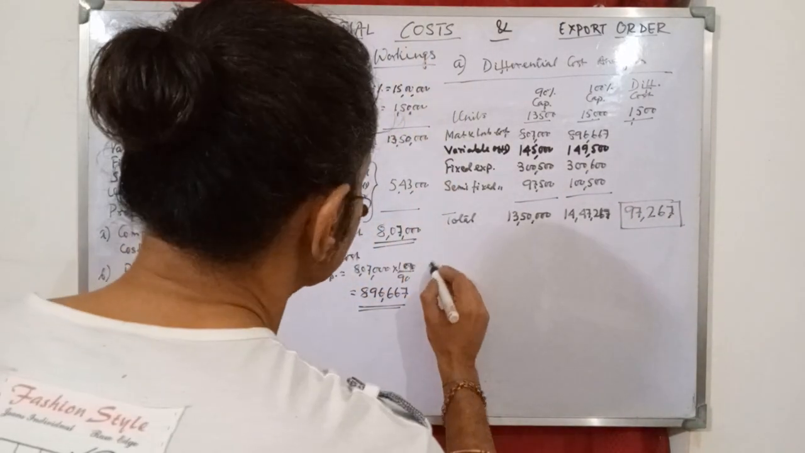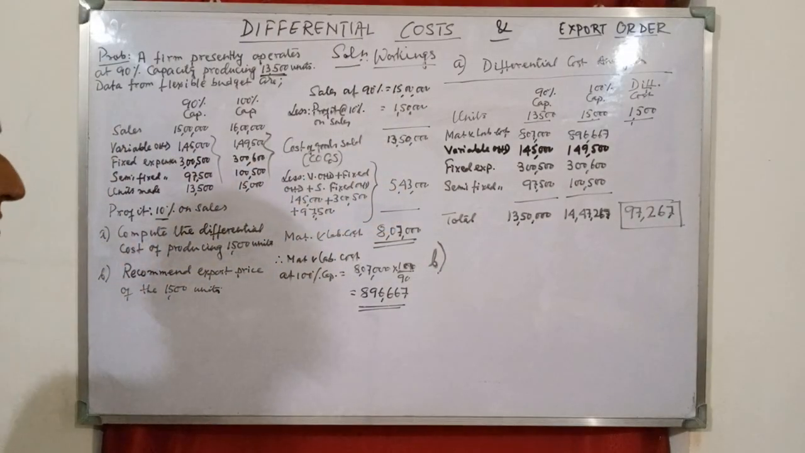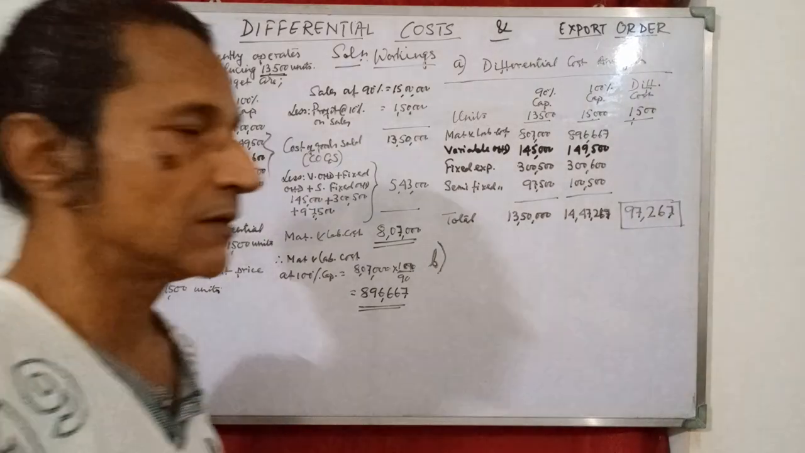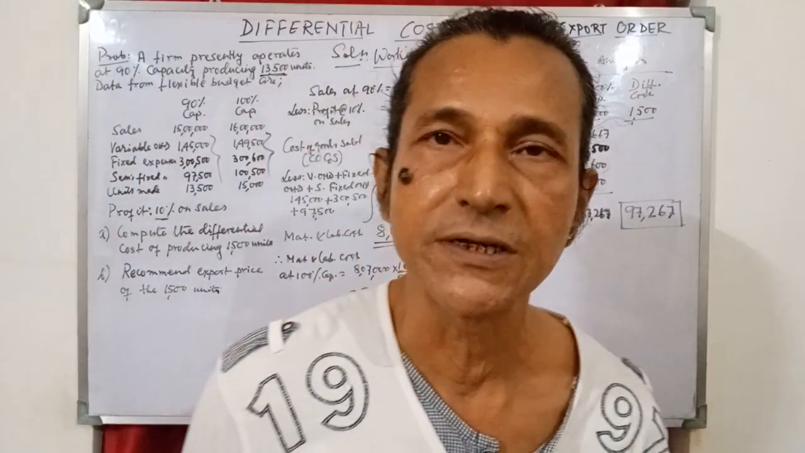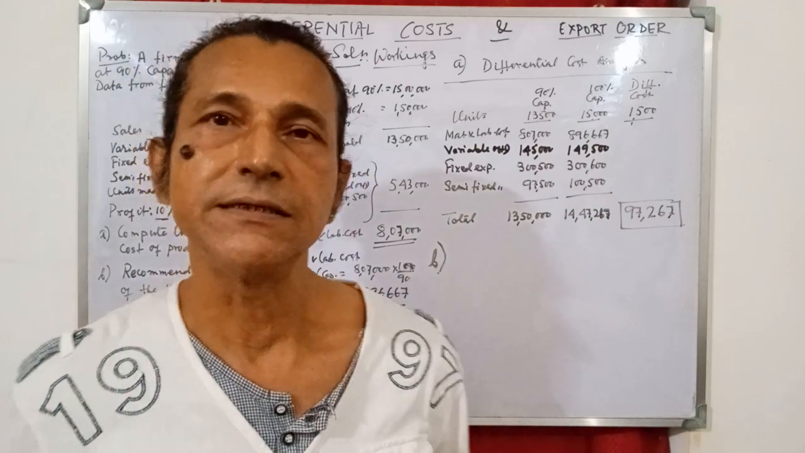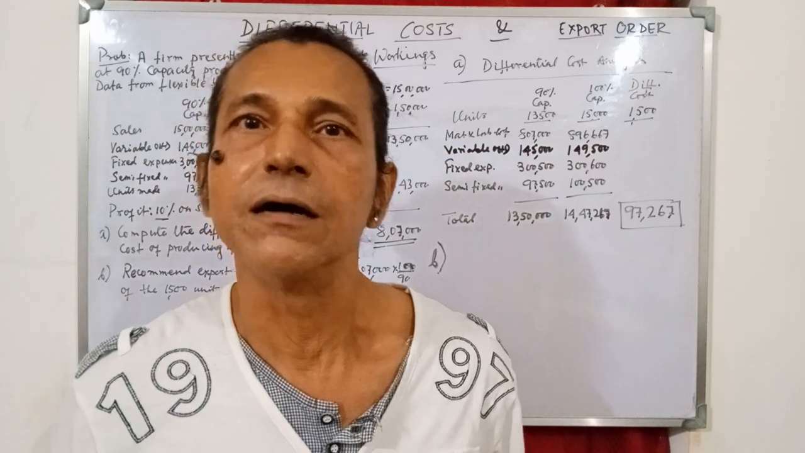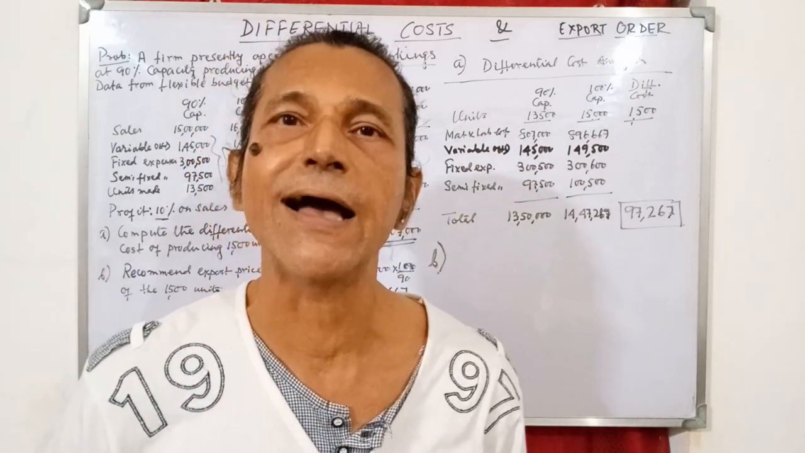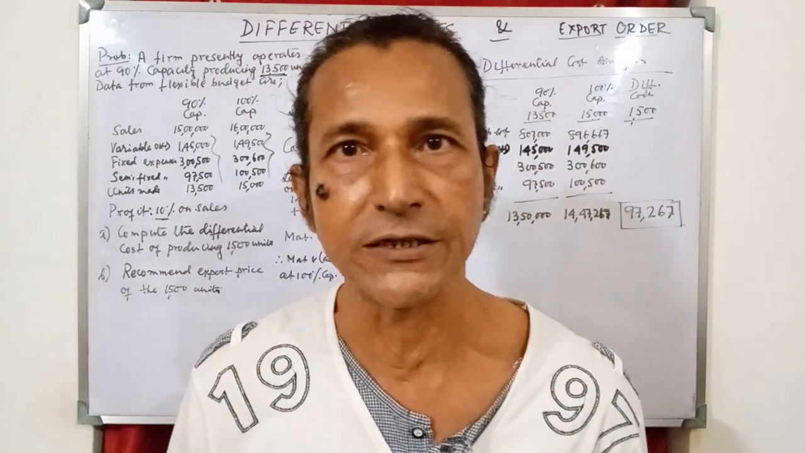Now we shall move to part B. What is required in part B? Recommend export price of the 1500 units. So this is the differential cost of producing 1500 units. Since this is an export order, any firm which gets an export offer will be very much willing to accept that order by charging a minimum price if the situation so warrants.